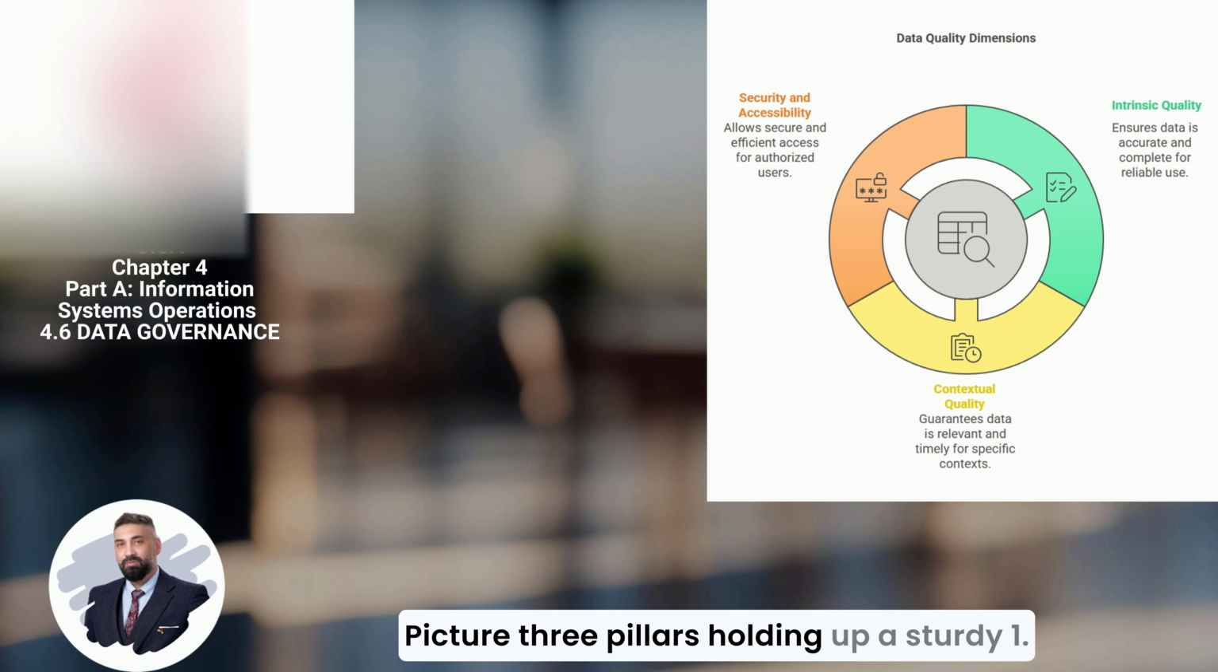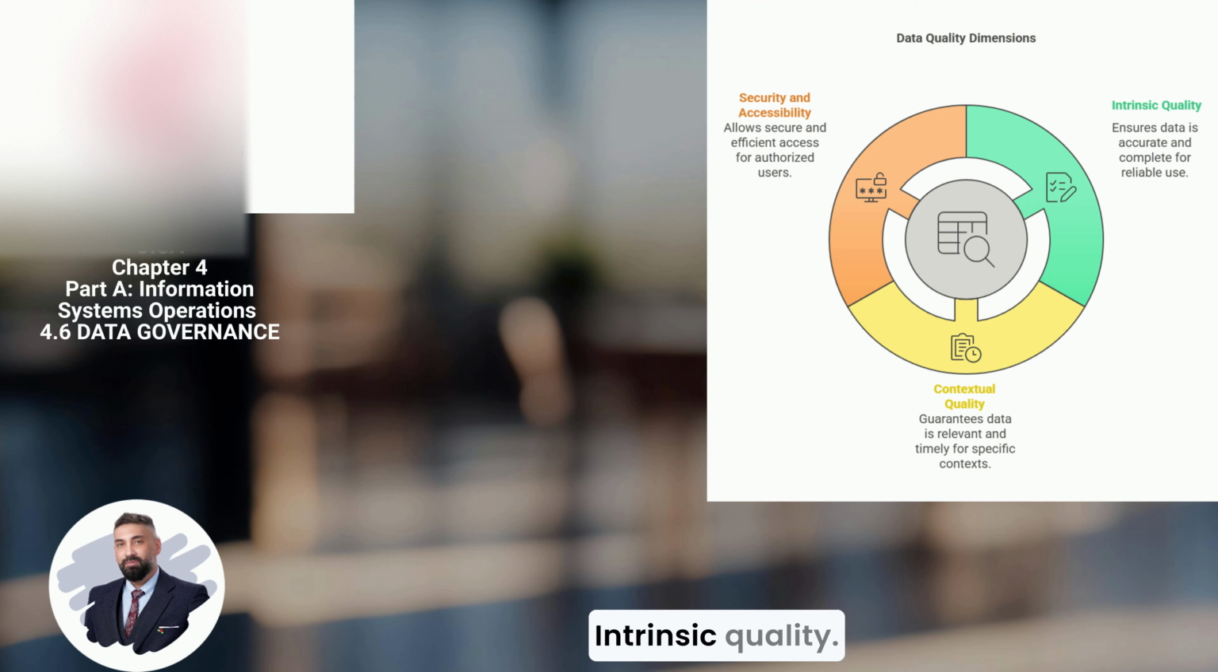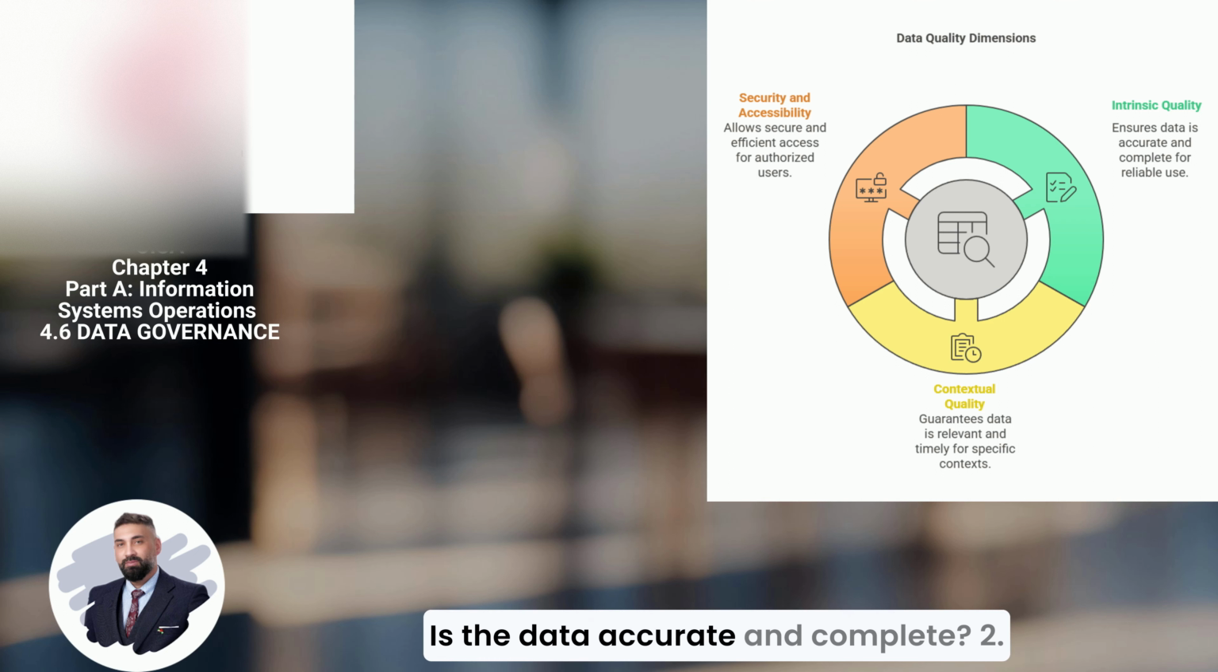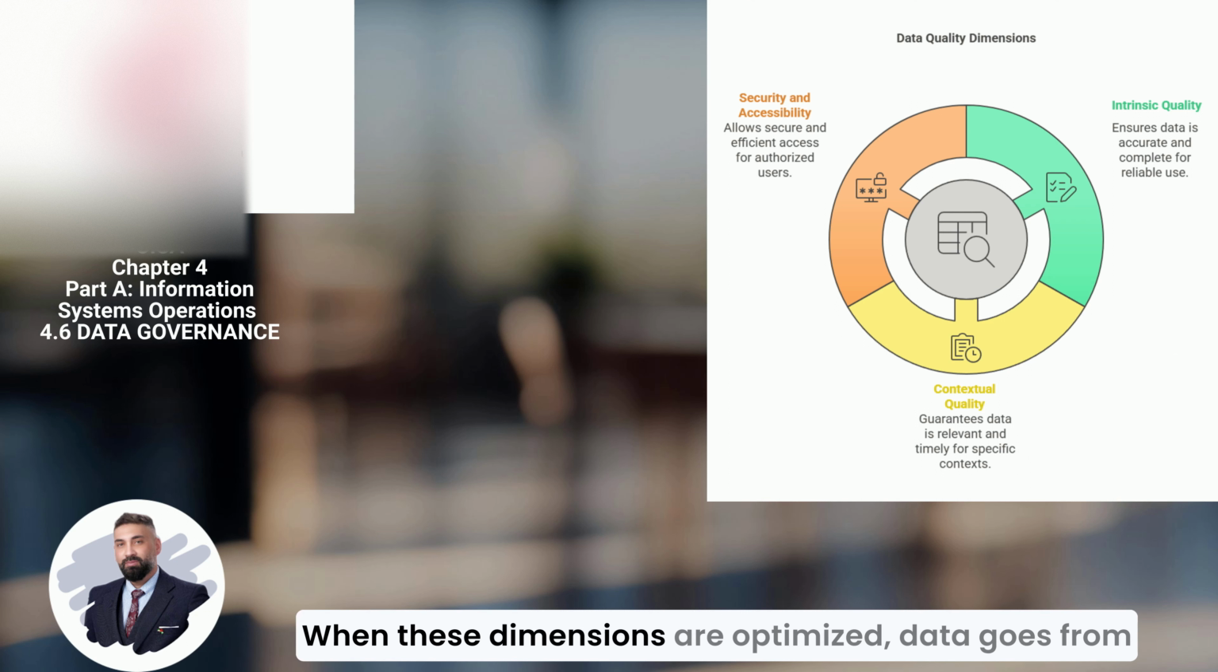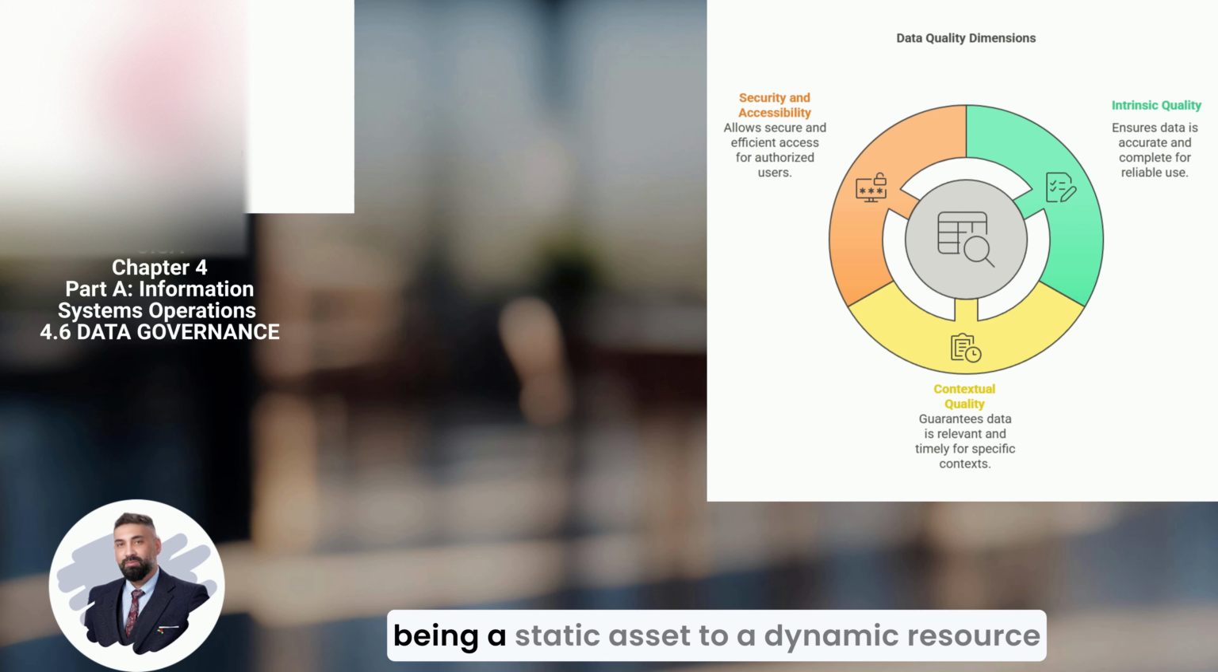Picture three pillars holding up a sturdy bridge. 1. Intrinsic quality. Is the data accurate and complete? 2. Contextual quality. Is it relevant and timely within a specific business context? 3. Security and accessibility. Can the right people access it securely and efficiently when needed? When these dimensions are optimized, data goes from being a static asset to a dynamic resource that drives results, creating a world where insight, not error, informs crucial decisions.